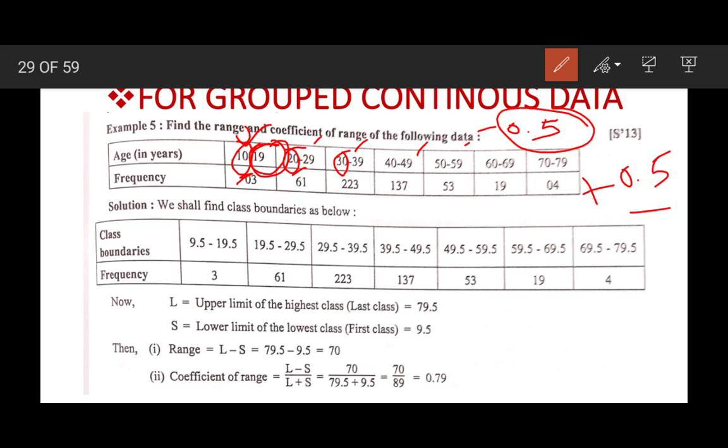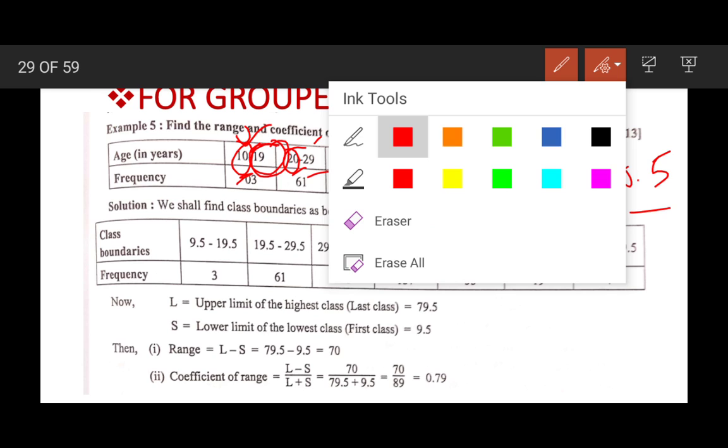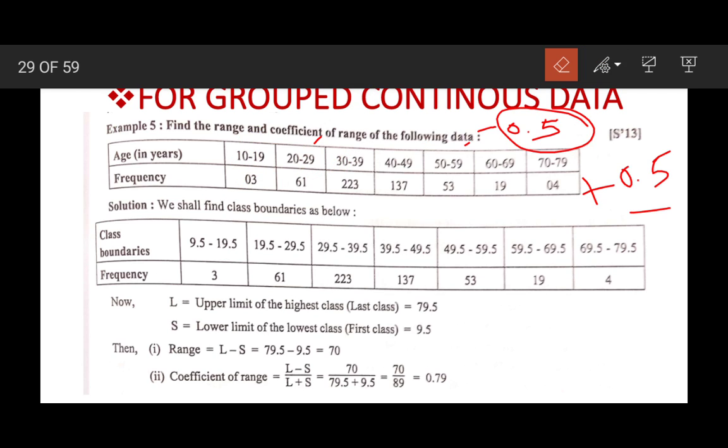Similarly, from 20 we subtract 0.5, and to 29 we add 0.5. So take a class interval: in the lower value subtract 0.5, in the upper value add 0.5. Taking the first interval, I subtract 0.5 from 10, so I get 9.5. Then I add 0.5 to 19, so I get 19.5.